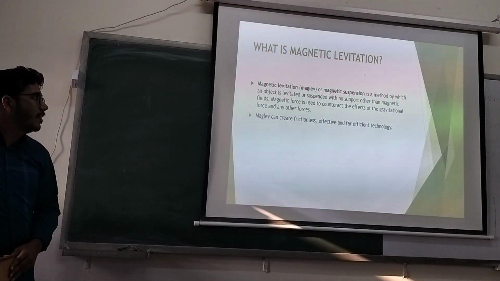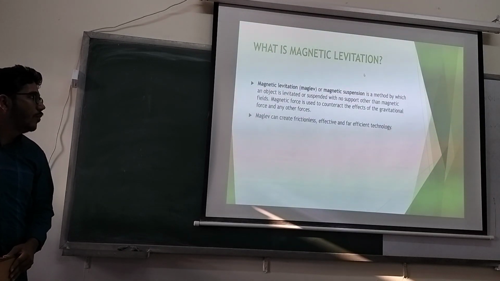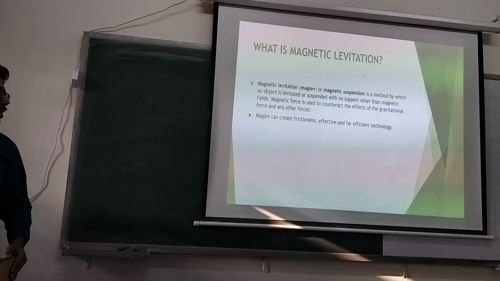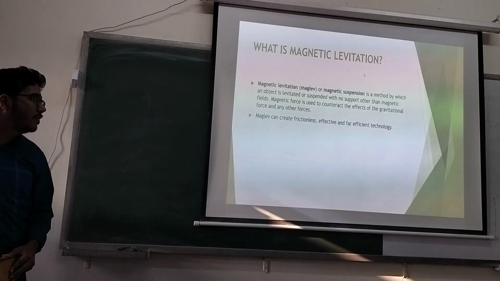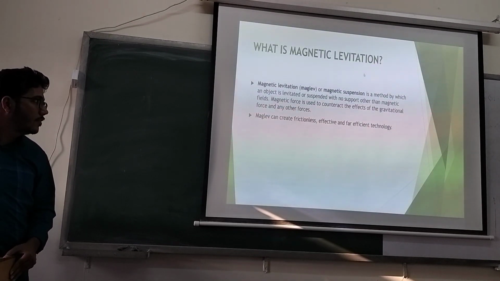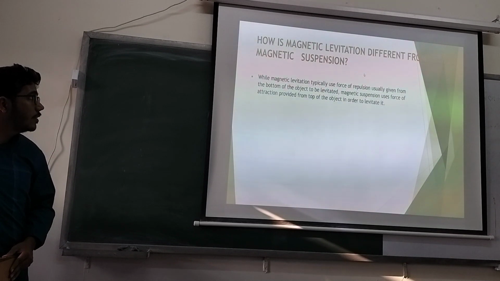Magnetic levitation or magnetic suspension is a method by which an object is levitated or suspended with no support other than magnetic fields. Magnetic force is used to counteract the effect of gravitational force and other forces. Magnets can create frictionless, effective, and far more efficient technology. So, basically, we are reducing all kinds of contact forces when we are levitating an object. That's why it is a very useful technology.